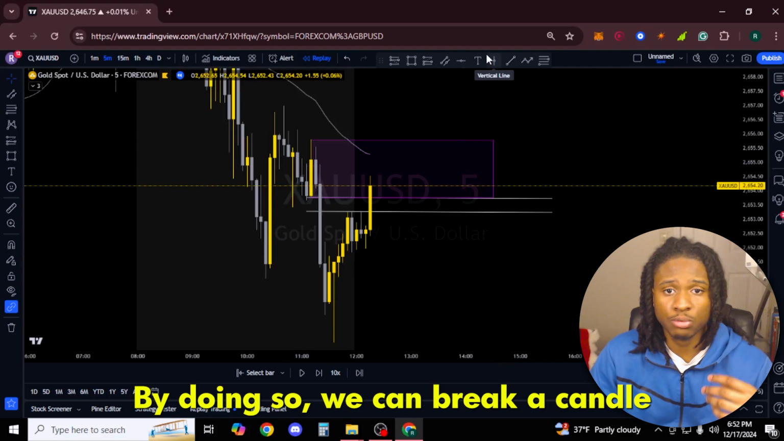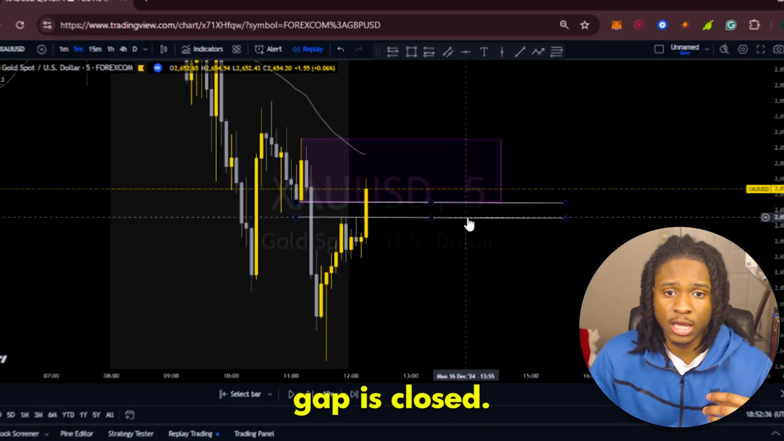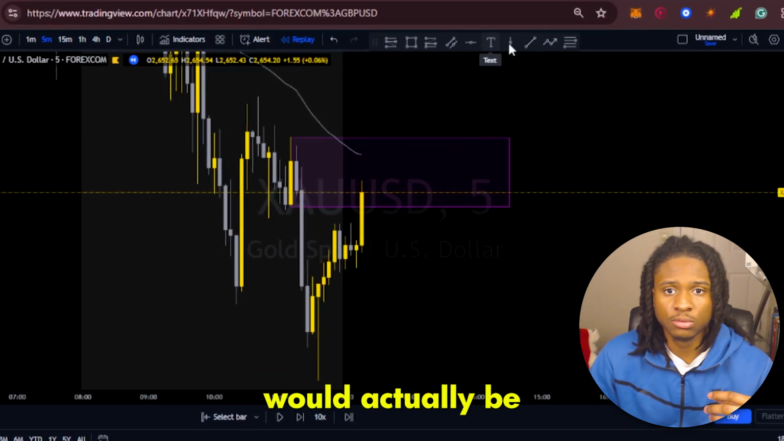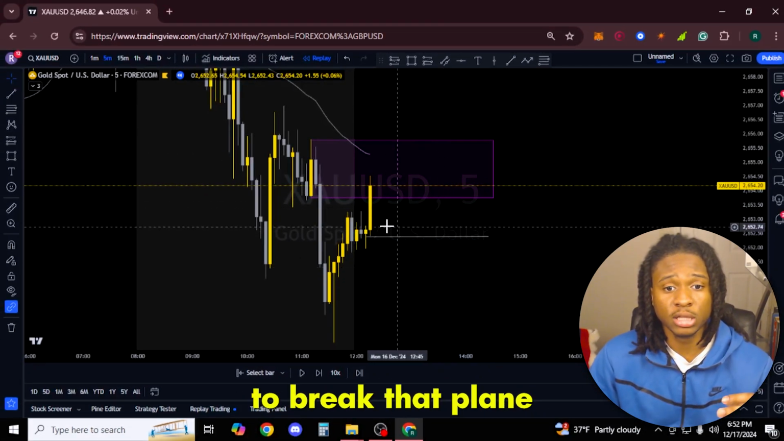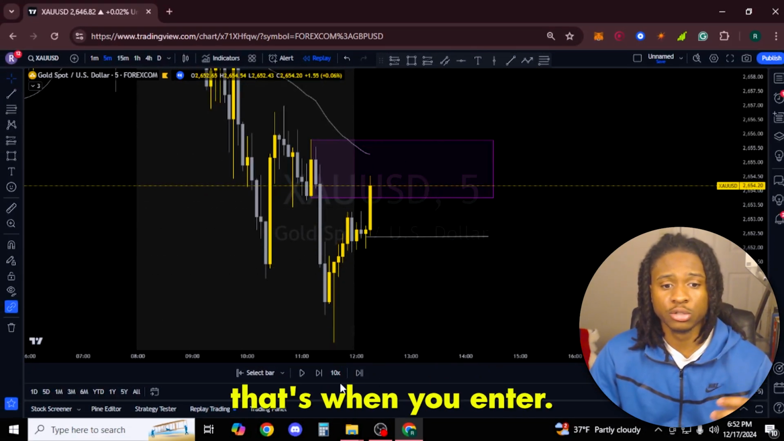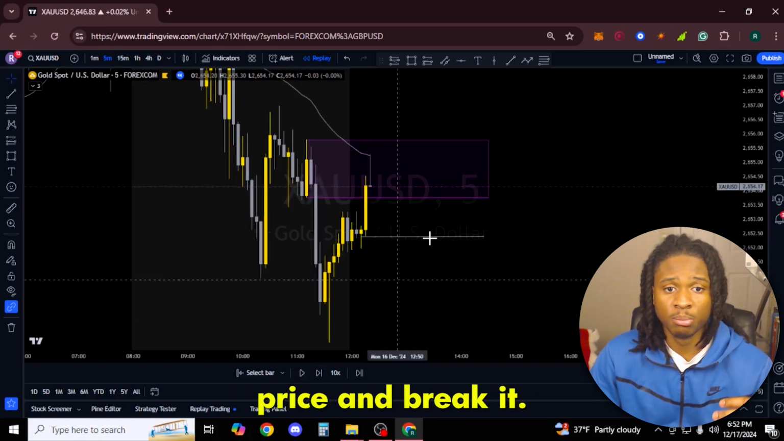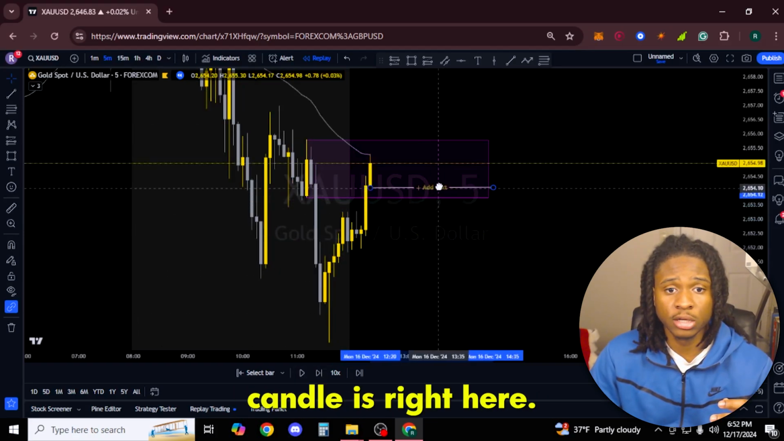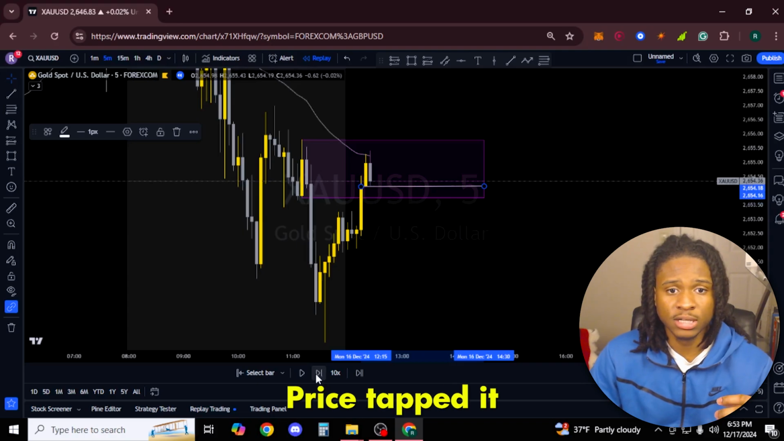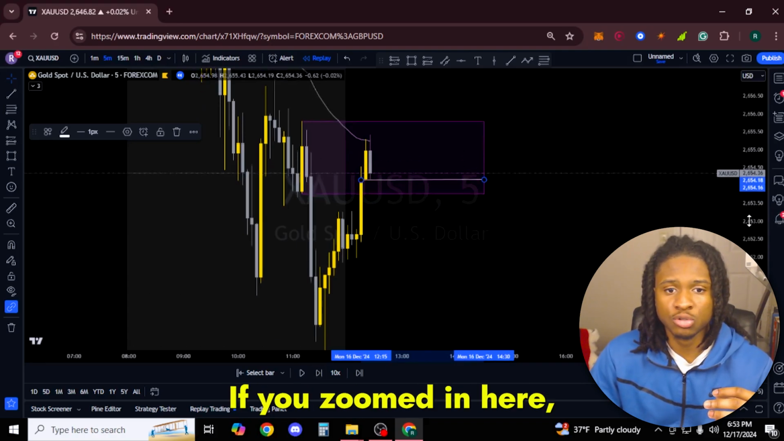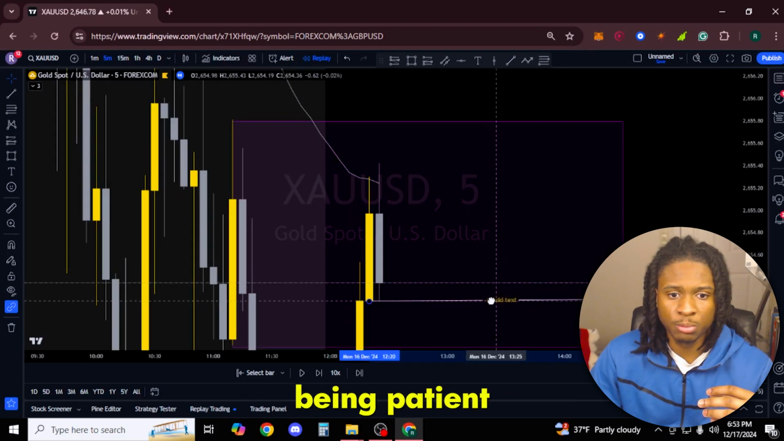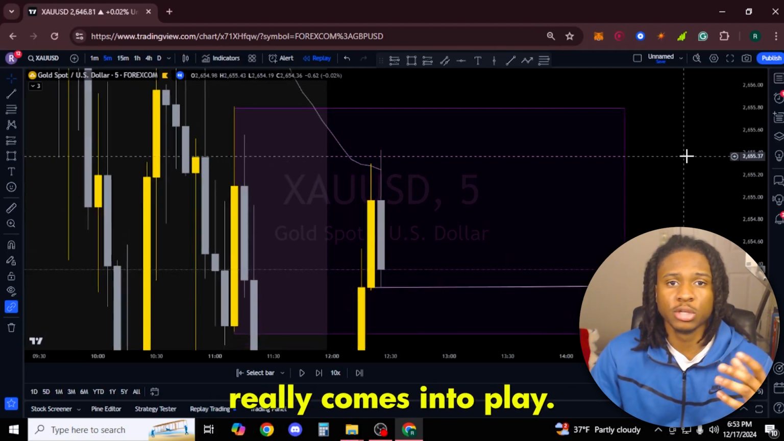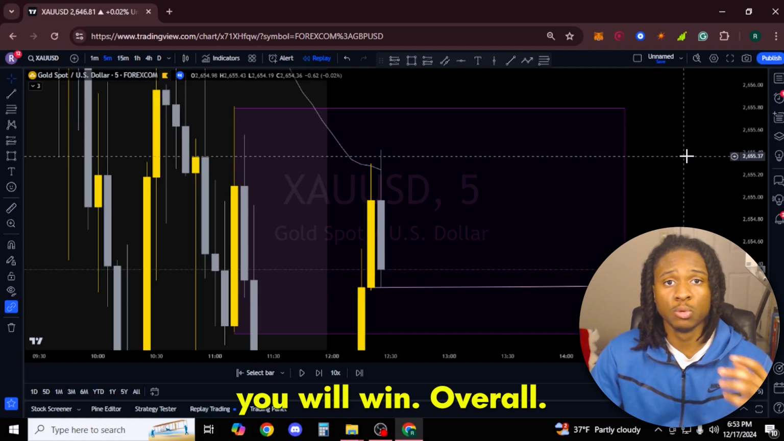By doing so, wait for break of candle. Currently here, the gap is closed. Break of candle would actually be, so as soon as price starts to break that plane right there, that's when you enter. So be patient. Price didn't break it, so our new break of candle is right here. Next candle, price tapped it but didn't quite break. If you zoom in here, it's easier to see, price did not break that area. This is where being patient and sitting on your hands really comes into play. If you can do that, you will win overall.